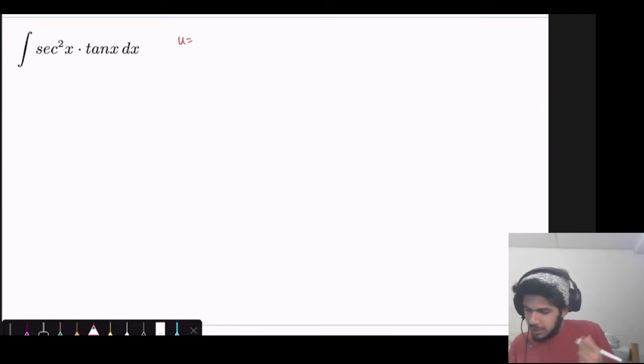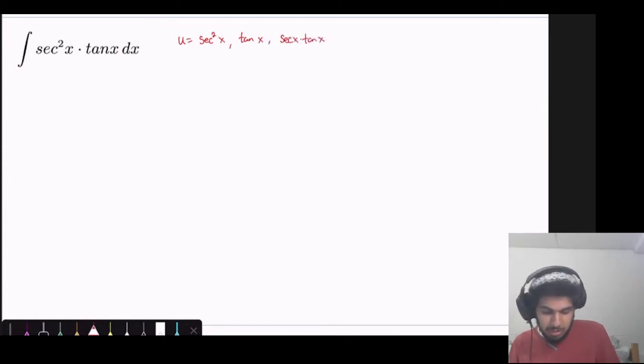So let's start by thinking of some possible u's that we could use. We could use secant squared because I see it right there. We could use tangent x because that's right next to it. We could also be even a little bit fancy if we wanted to. We can do secant x times tangent of x. That would leave one secant of x, which is fine. Or why don't we just let it be secant x? Now it could be pretty much anything in there, so those are all potentially good choices.